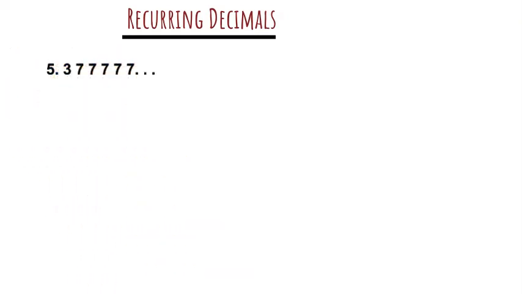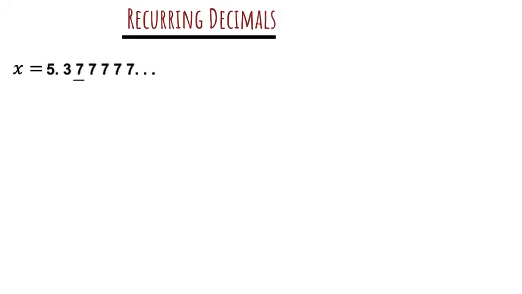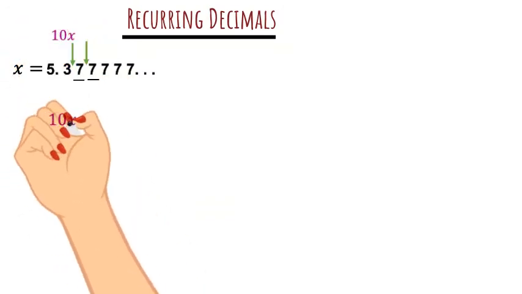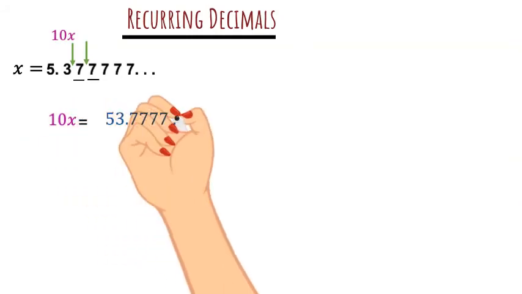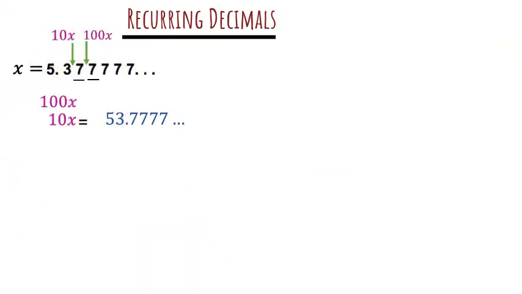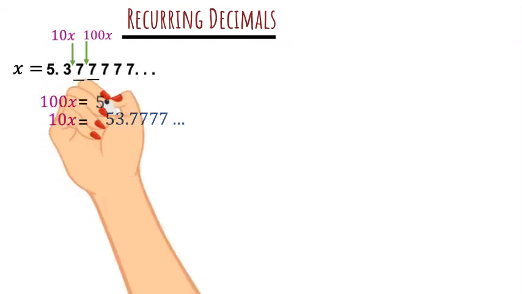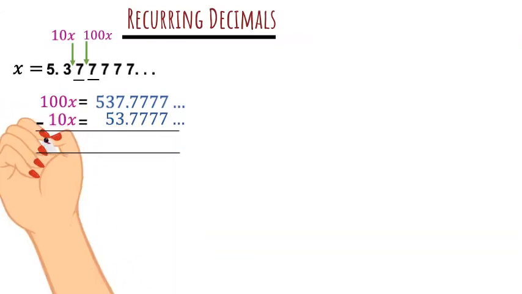Now I'm going to show you a super hard one, 5.37 recurring. Declare it to be x and identify the recurring part, which is the 7. The 7 repeats. So I need to move my decimal place here, and I'm also going to move it here to get the 7 after it. This gives me 10x, which is going to be equal to 53.7 recurring. And then if I've moved it twice, I'm going to have 100x, which is equal to 537.7 recurring.